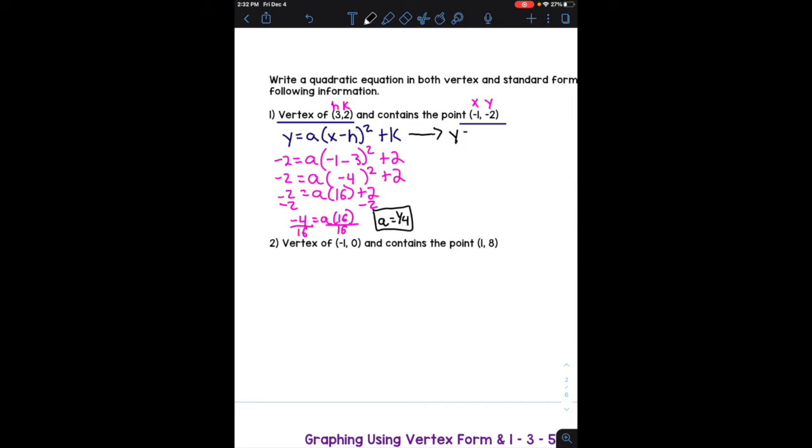We have y equals, a I just found out to be -1/4, times x minus h, which is the x value of the vertex, plus k, which is the y value of our vertex. Here is our vertex form, given the vertex of 3, 2, in which this parabola passes through -1, -2.